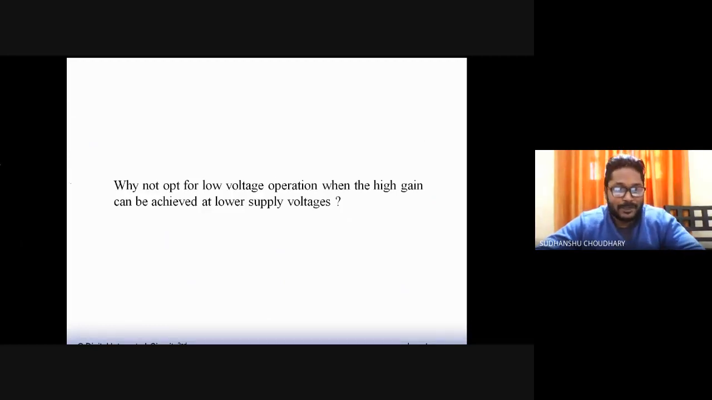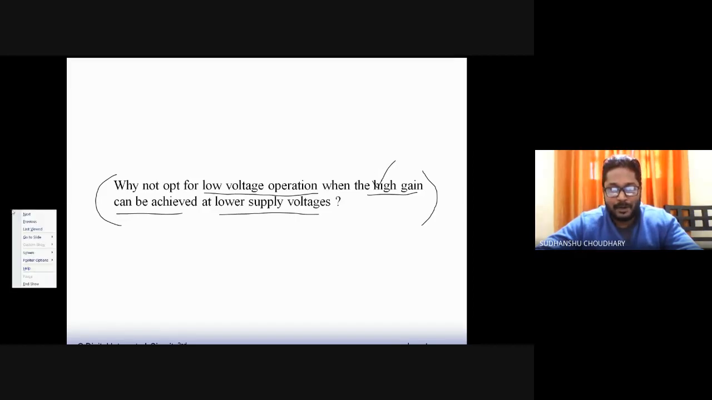So this question can come to your mind: if my CMOS inverter can work at low voltages, and operating the circuit at low voltages has advantages like small power dissipation, and high gain is also possible at lower supply voltages, so two advantages, gain is high and power dissipation is also small, then why not operate our digital ICs at lower supply voltages?